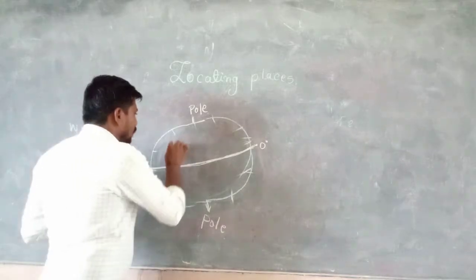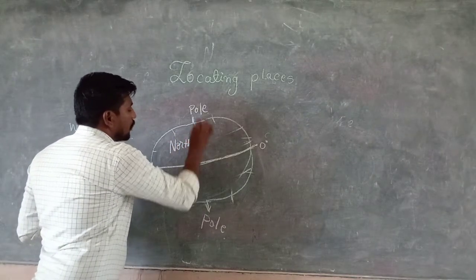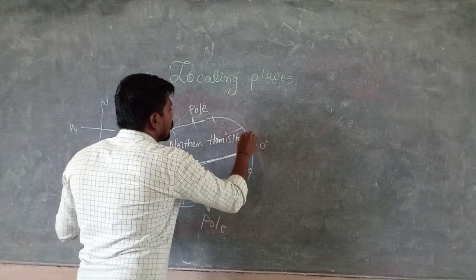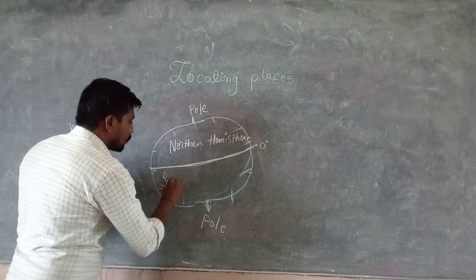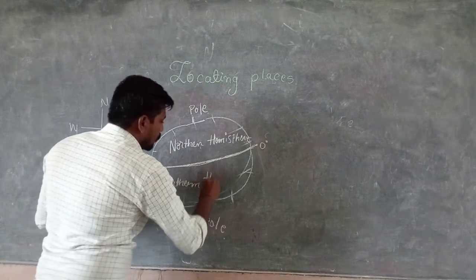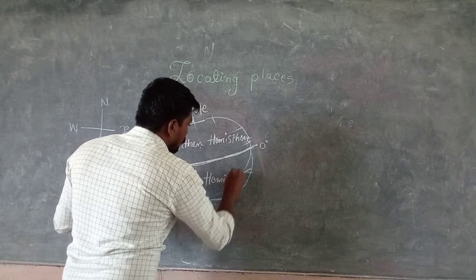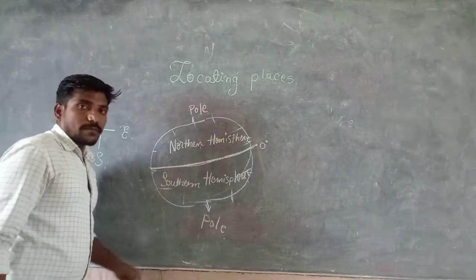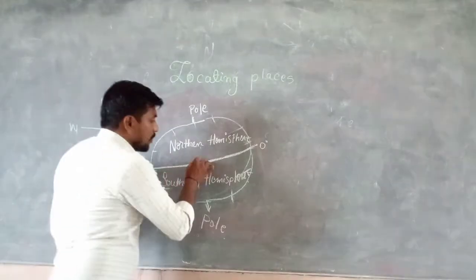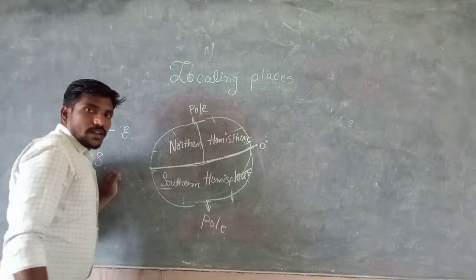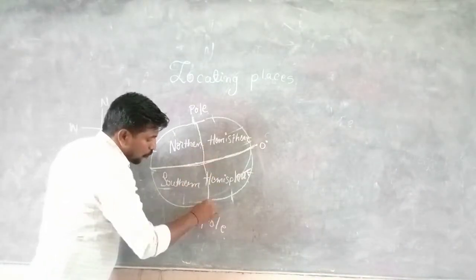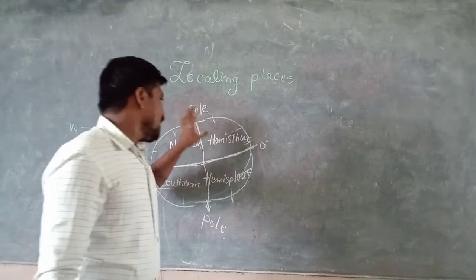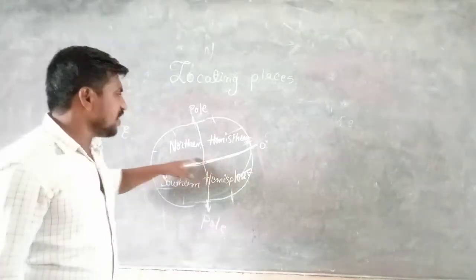Right? So this is called the northern hemisphere, and this is called the southern hemisphere. The northern hemisphere is located from the equator up to the north pole. From the equator up to the south end point, this place is called the southern hemisphere. Right? So this is our northern hemisphere and this is our southern hemisphere. This line is called the equator.